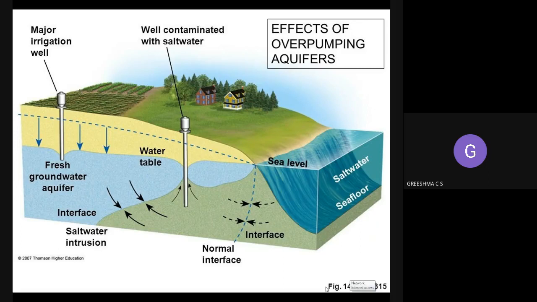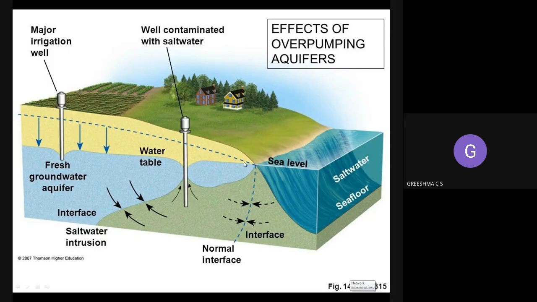In this picture it is very clearly seen. This is a freshwater aquifer, an aquifer which contains fresh water. Here they have dug a well. This is a well that is made for irrigation purposes. Here there is another well.